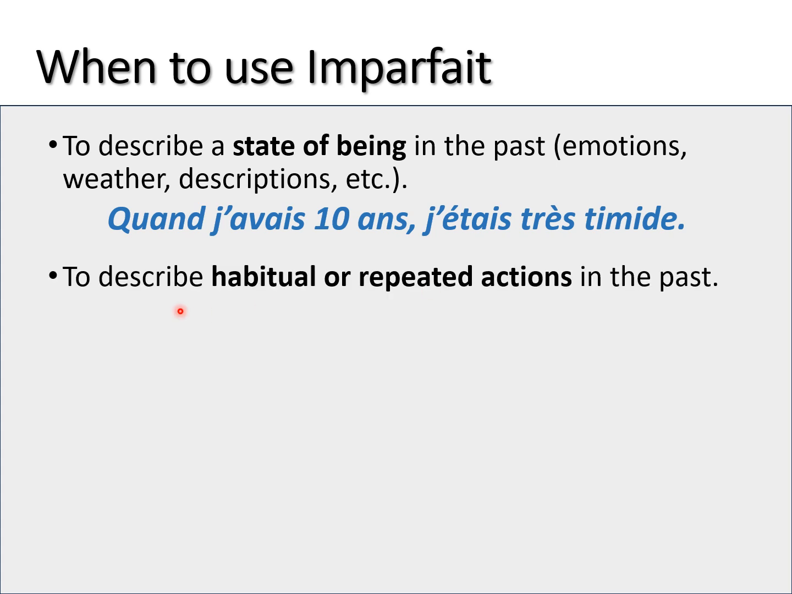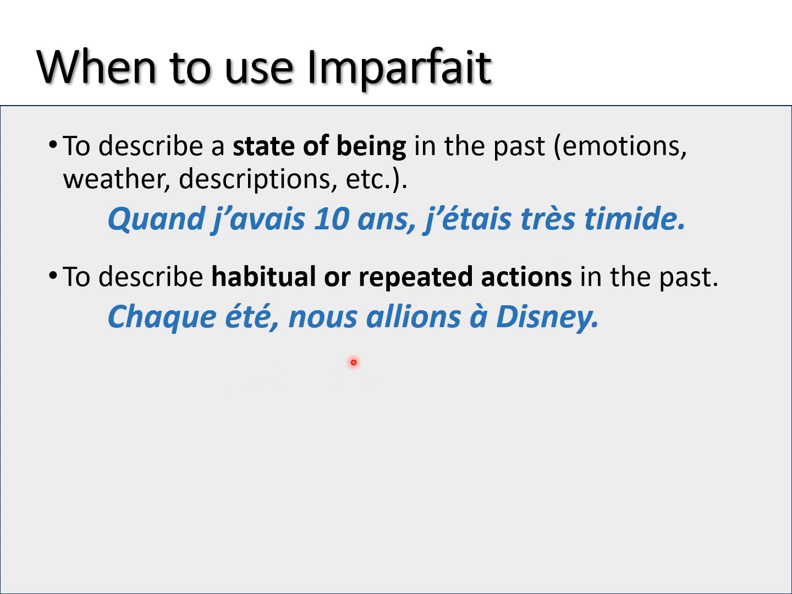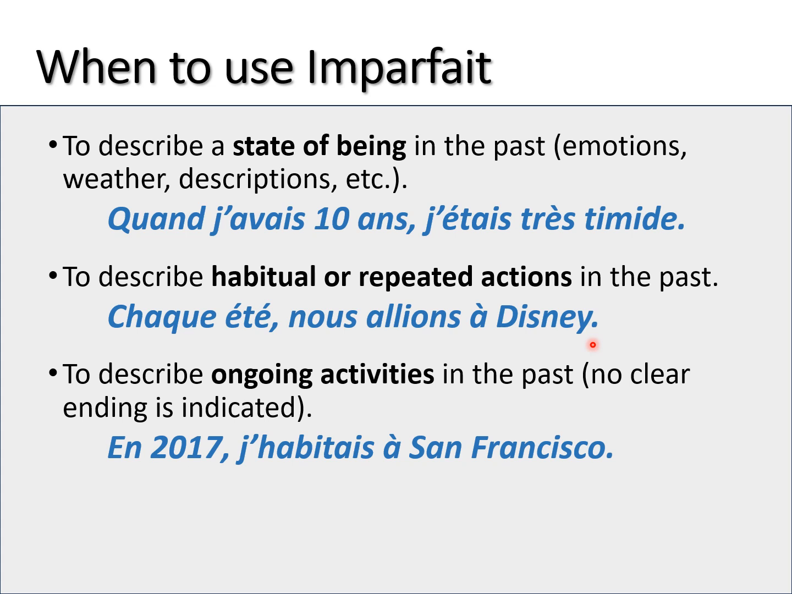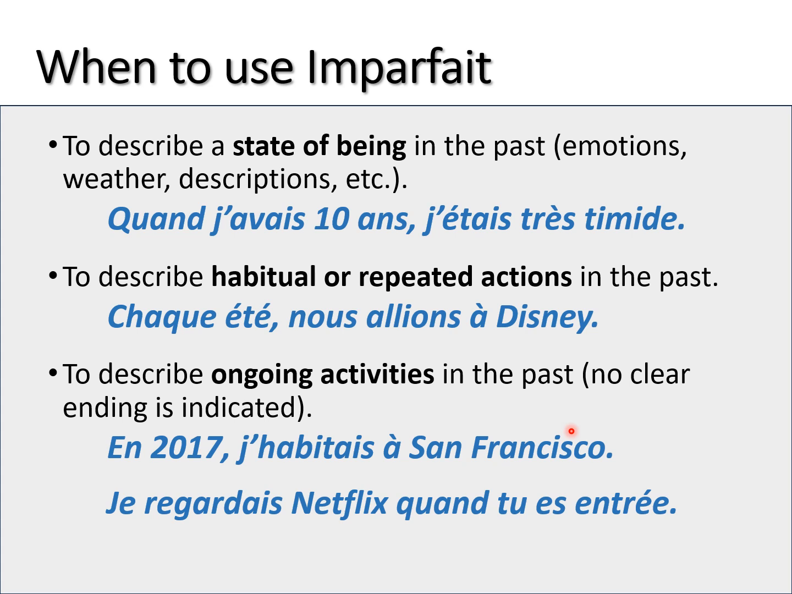To describe habitual or repeated actions, chaque été, nous allions à Disney. So in English, we would say, we would go for a repeated action. We would go every year. Or to describe ongoing activities in the past where no clear ending is indicated. So, en 2019, j'habitais à San Francisco. So, I was living in San Francisco. So, that's an ongoing activity in the past.